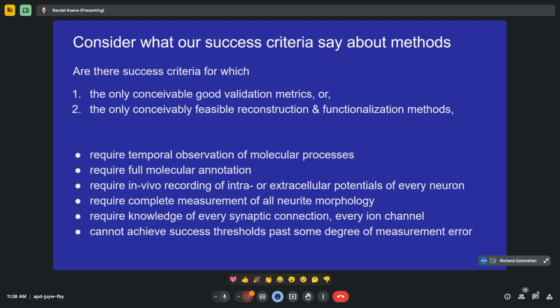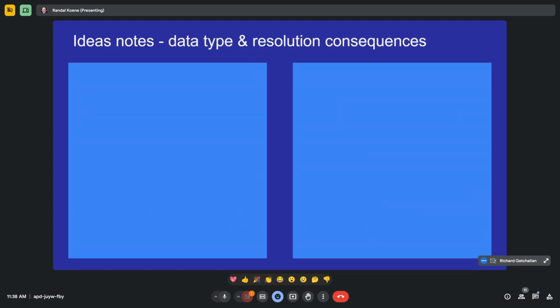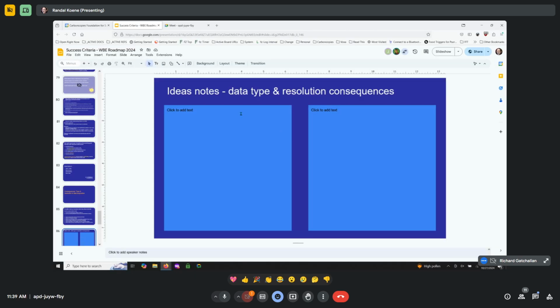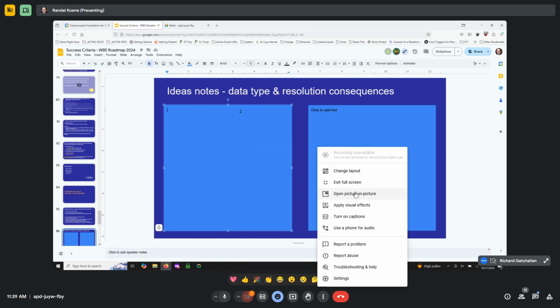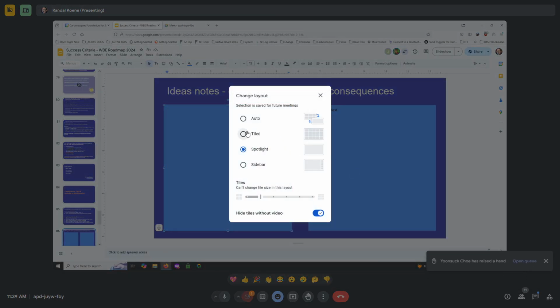So just to stimulate the discussion, but again, the question is really, what could we say about the consequences of thinking about success criteria on data type and resolution, and how to go about deciding what data to collect or anything of that nature? And I'm wondering if you have some thoughts on that. But also if you have other comments, other thoughts about anything in the previous session or anything about constraints and scale separation, please feel free to say so. Yeah, go ahead, Yunsuk.